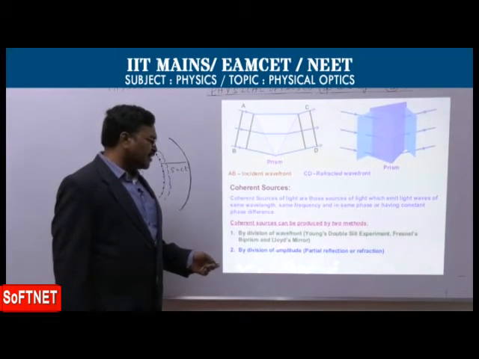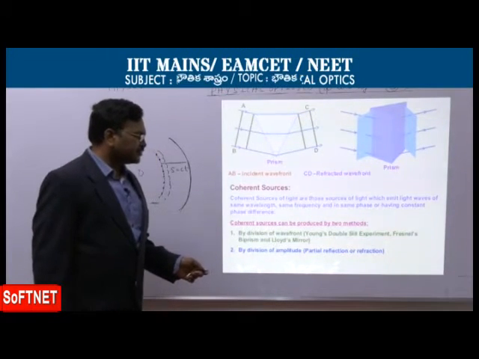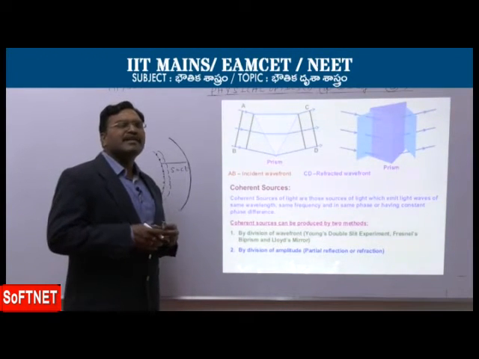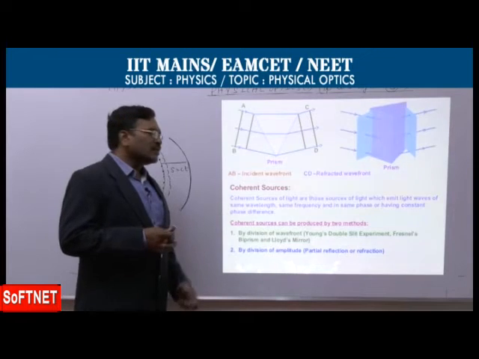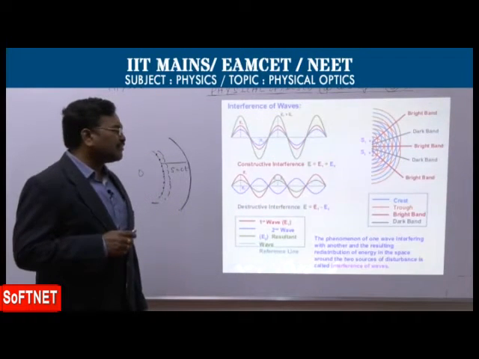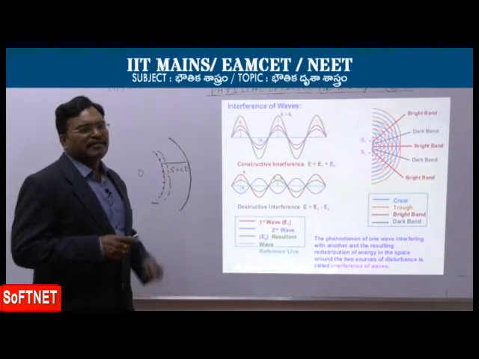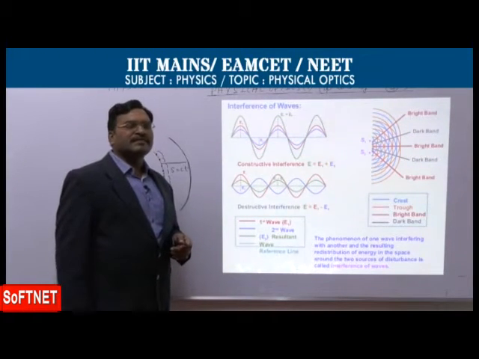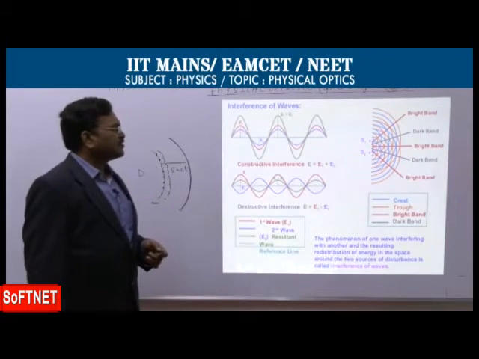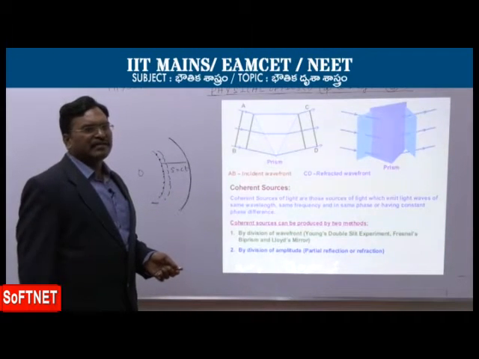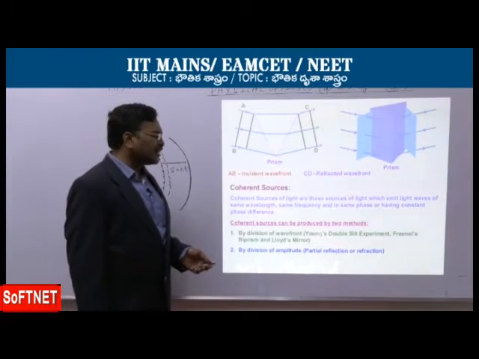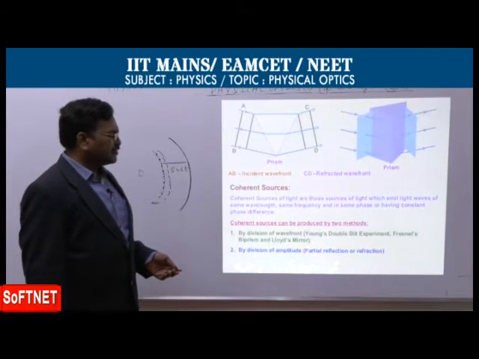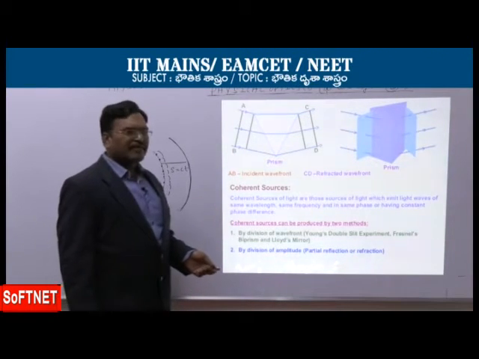The second is by division of amplitude, through partial reflection and refraction. Here, in division of wavefront, the wavefront is divided into two parts. We get two sources illuminated by one source. At that time, the two sources act as coherent sources. Here two sources are illuminated with one wavefront, and they act as coherent sources. And by division of amplitude, we use partial reflection and refraction.